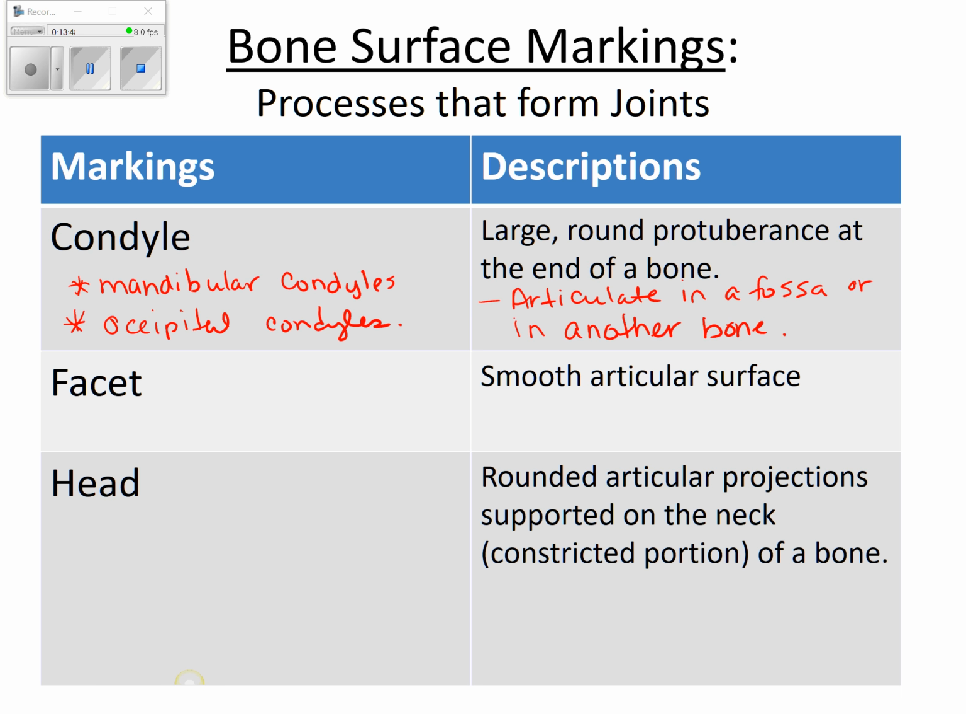Facets, these are surfaces where there are smooth articular surfaces. There's two bones that usually articulate together. Okay, and the rib facets is one that we'll talk about.